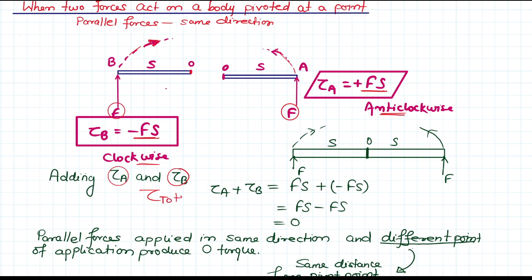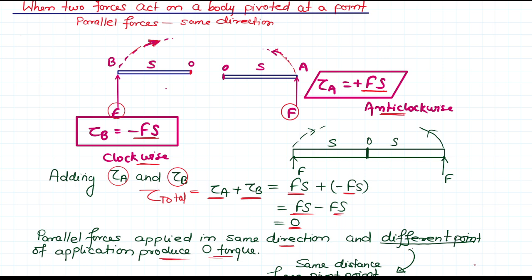Total torque. So total torque equals how much? Torque A plus torque B equals Fs plus minus Fs. So Fs minus Fs equals what? 0. So now what will be the conclusion here? Parallel forces applied in the same direction at different points of application produce zero torque.